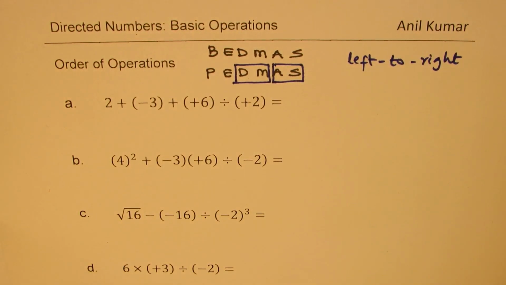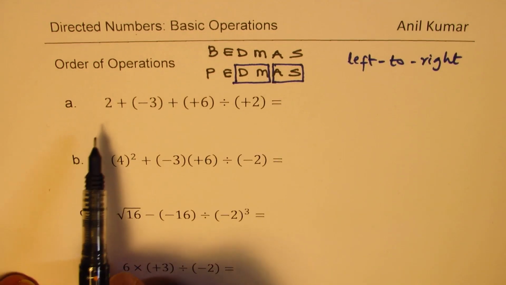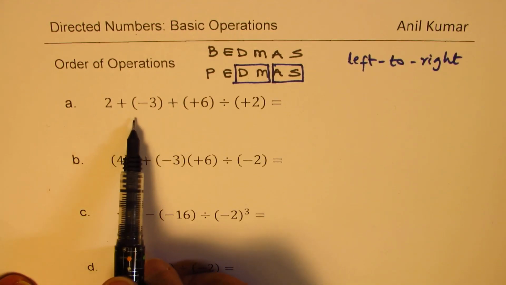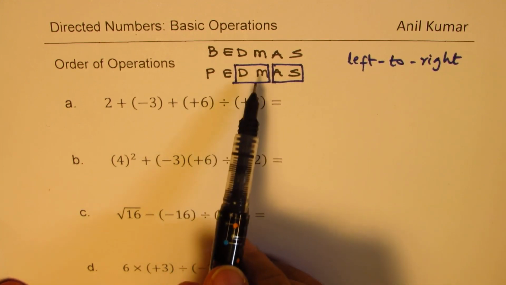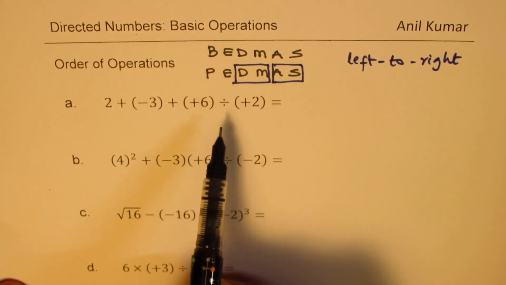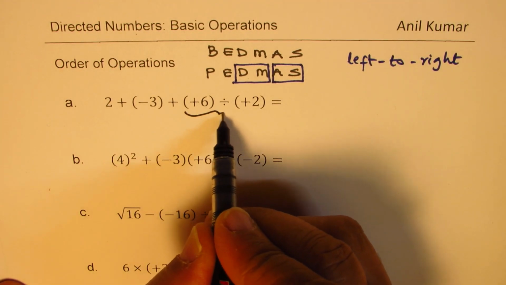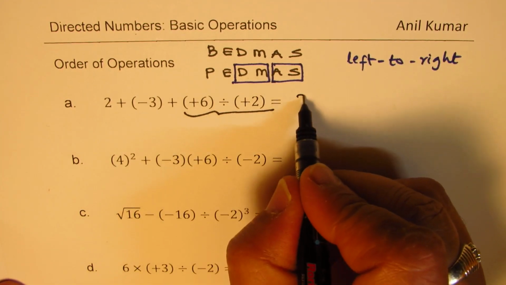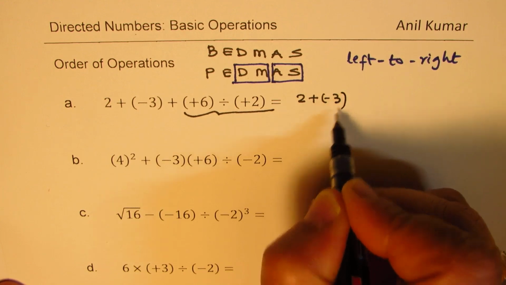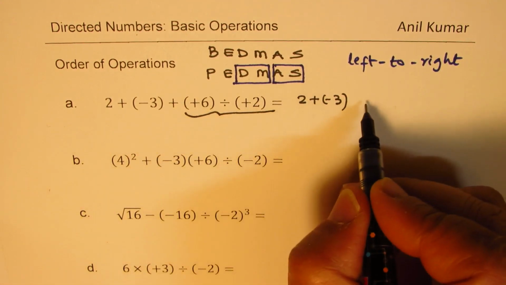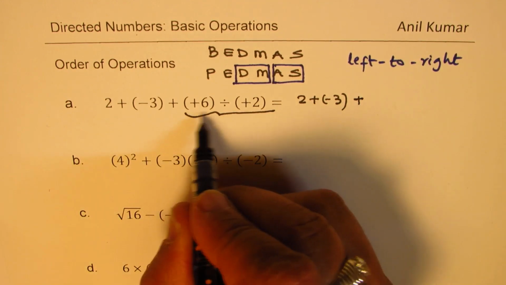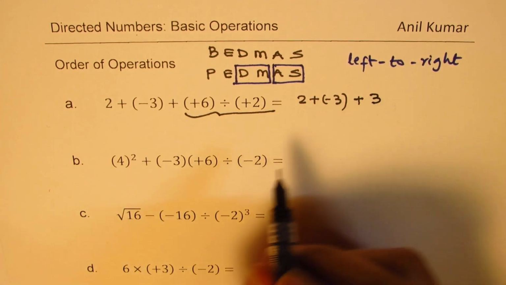Okay, so not necessarily you'll do division before multiplication, okay? They are at the same power. Now let's look into this. Example, 2 plus minus 3 plus 6 divided by plus 2. Now here, we have this division, so we'll do this operation first, right? Not this. We'll just write this as 2 plus minus 3. And dividing two positive numbers will give us a positive, right? So we get 6 divided by 2 as positive 3.